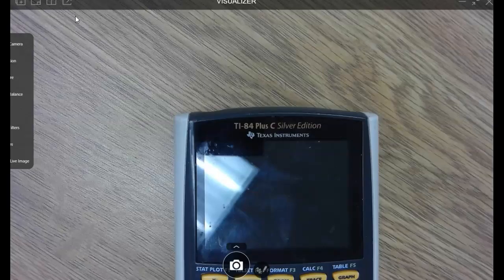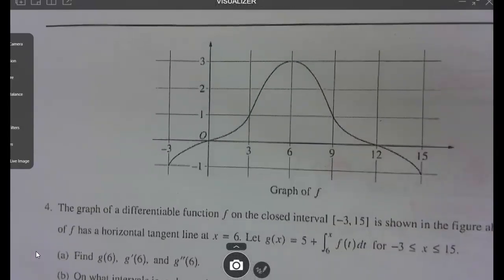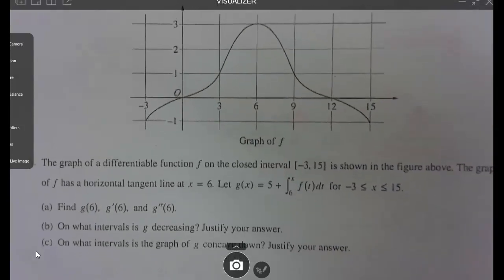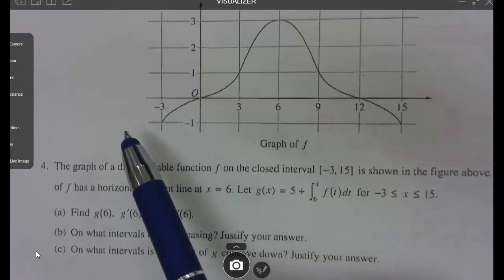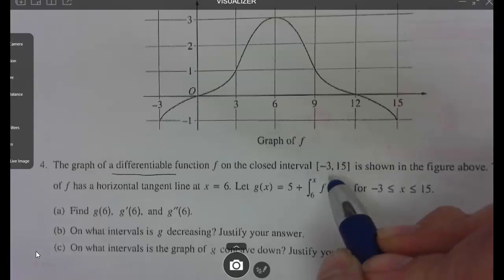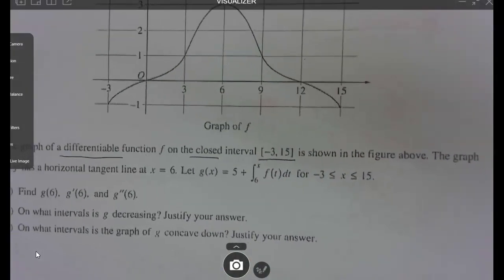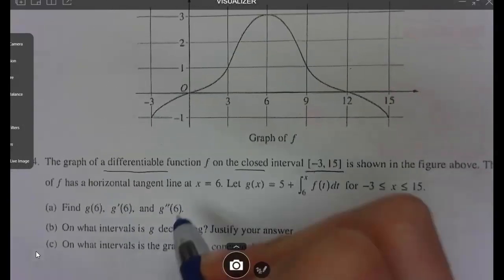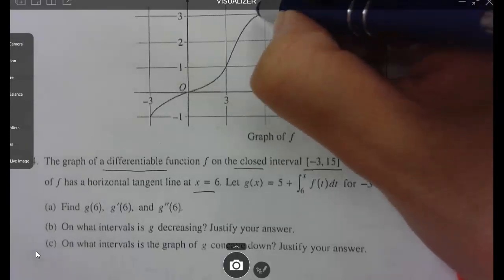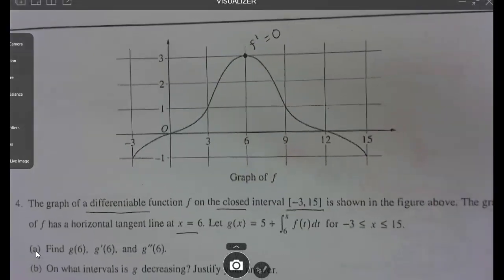Let's go back now. And what if I give you... What I really like about this problem is that it is the fundamental theorem of calc at its finest. It tells us that the graph is differentiable. It tells us that we have a closed interval. And then it says that the graph has a horizontal tangent at x equals 6. So that means that right here on this graph, f prime is equal to 0.